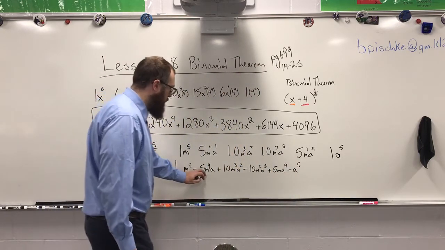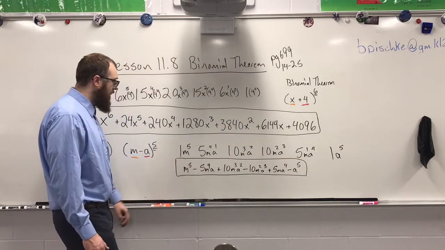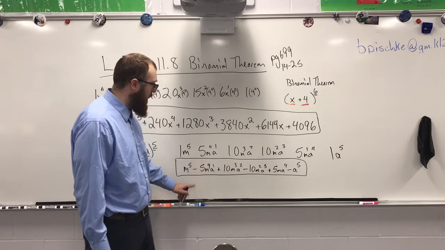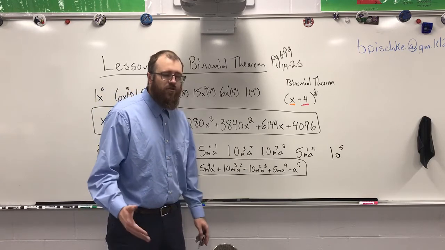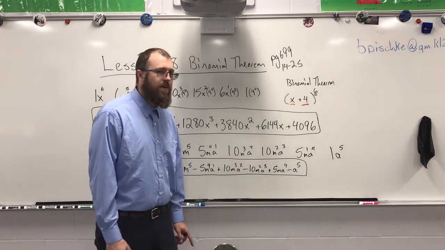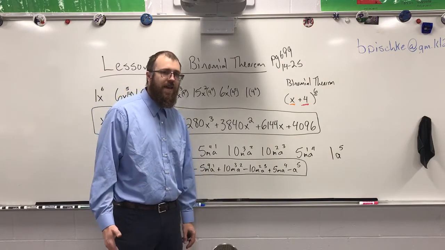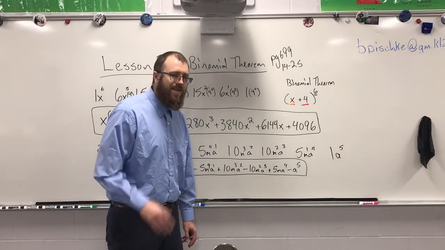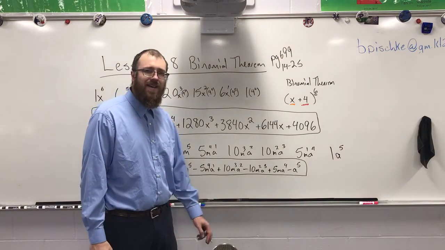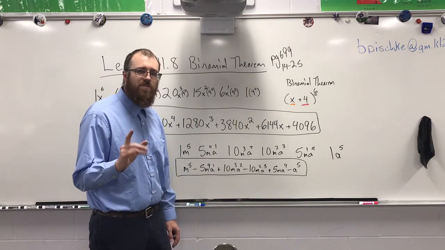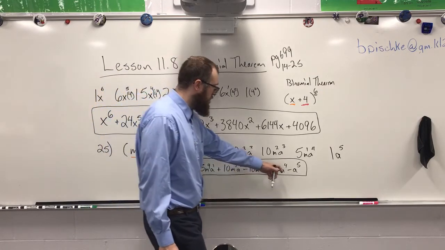The technical reason that certain terms are negative is whenever my power on my a is odd, my term is negative. The real trick though is it's just every other term starting with the second term, because the second term will always have your first odd a. So it really doesn't matter that the rule is there because that power is odd, it really just matters that you rotate. Positive, negative, positive, negative, positive, negative.